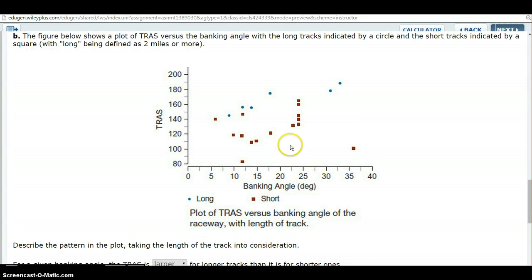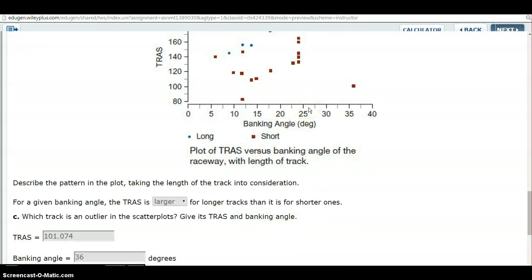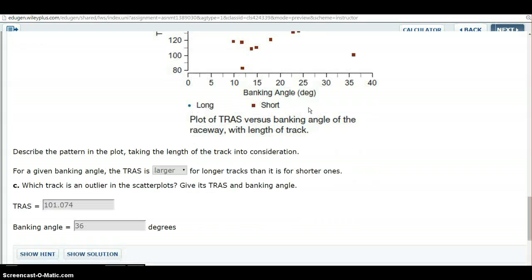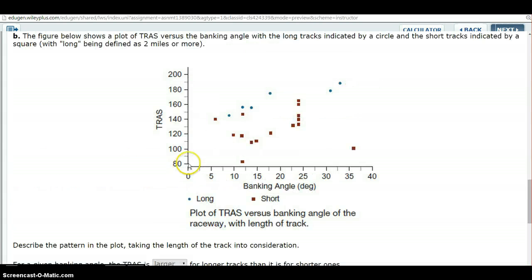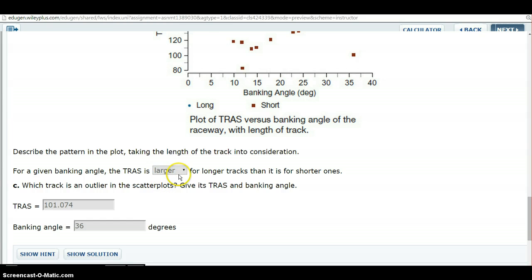Okay, now we have it separated out between short and long racetracks. So the red dots give us short, blue is long. In other words, we're adding a third variable here by injecting color into the scatter plot. And if you have watched the Hans Rosling video that we have, that would be 5 variables that they incorporate into a scatter plot. So here we have, in general, if we're looking where are the blue dots compared to the red dots for any given banking angle, the blue dots are higher. So we'll say the TRAS is larger for the longer tracks because blue represents long.